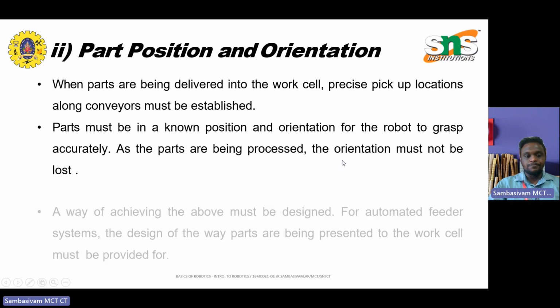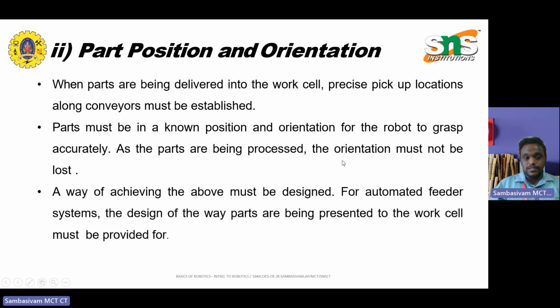The next point is how to achieve this accuracy, position and repeatability. It has to be achieved by using formulated feeders or other automatic feeders. It can be achieved by making an accurate design.